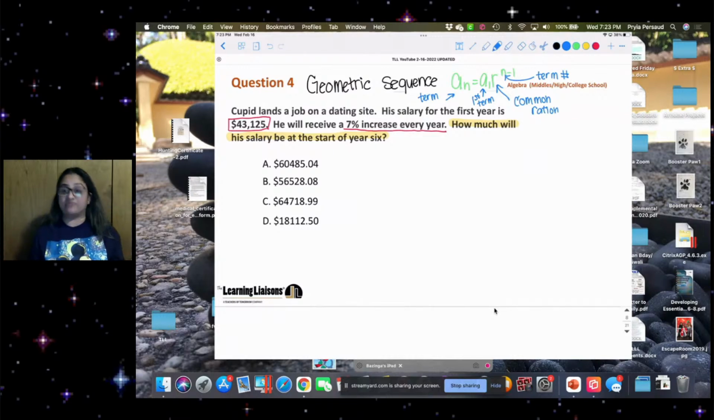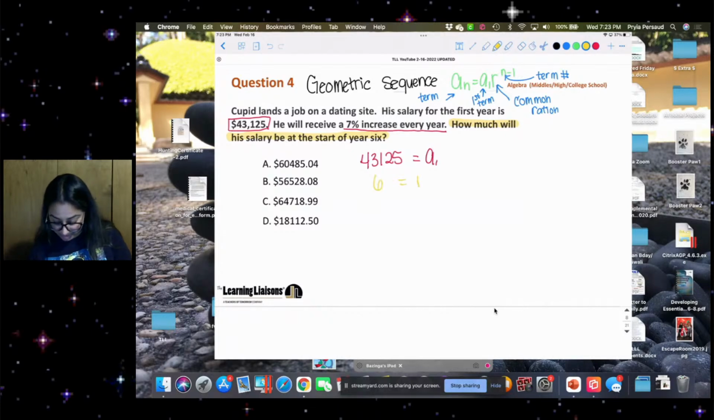So we have to figure out what we have and what we need to plug in. Well, I know that he started with $43,125. That is the first year, so that is our a_1. I have to figure out the common ratio. What else do I know? I know that we want to know year 6. So 6 is going to be our n.